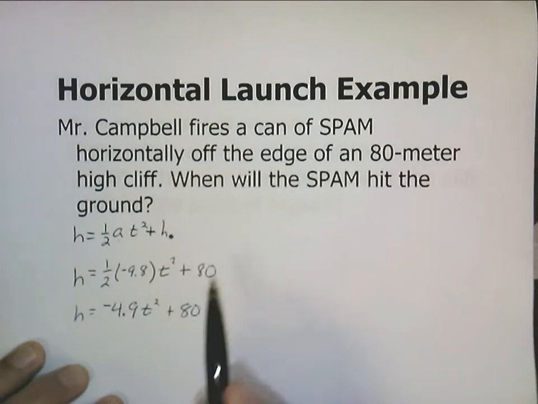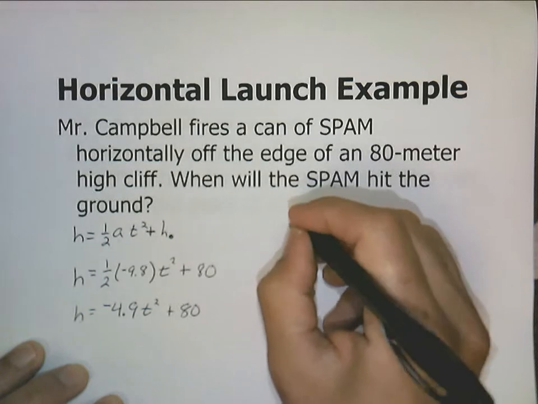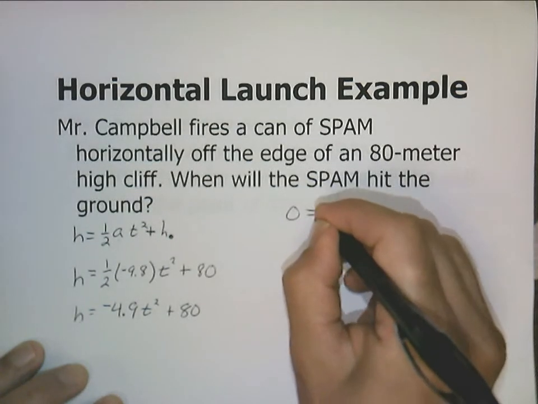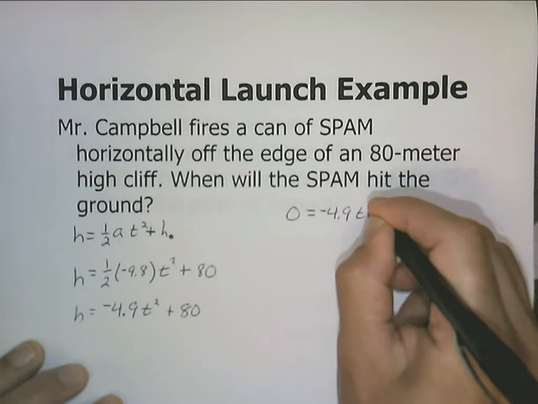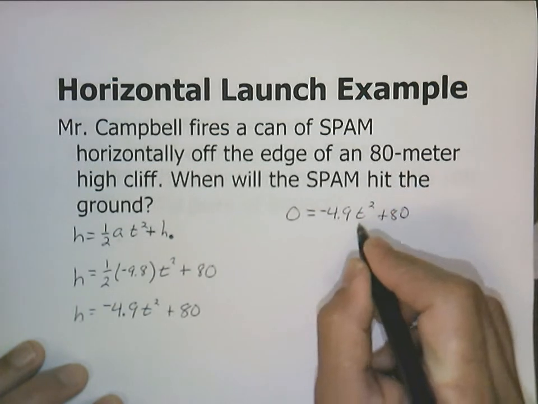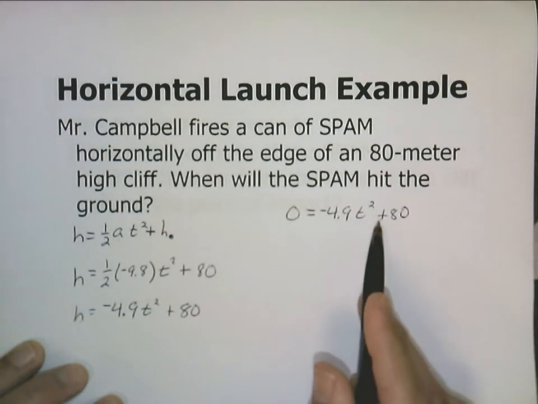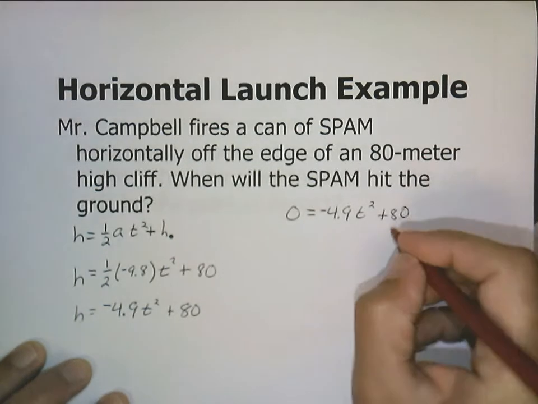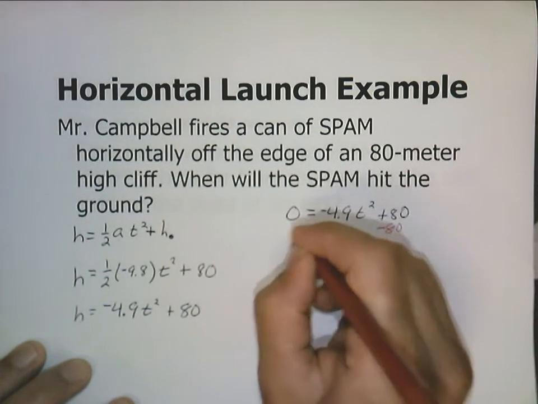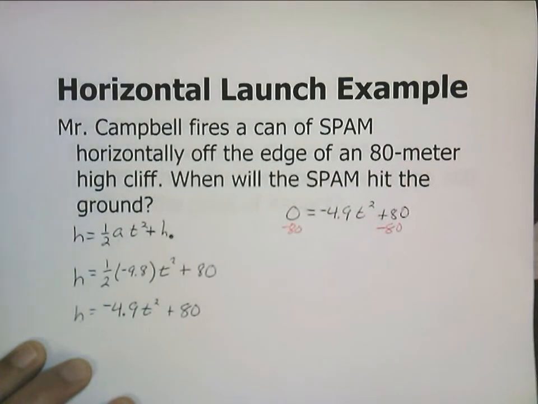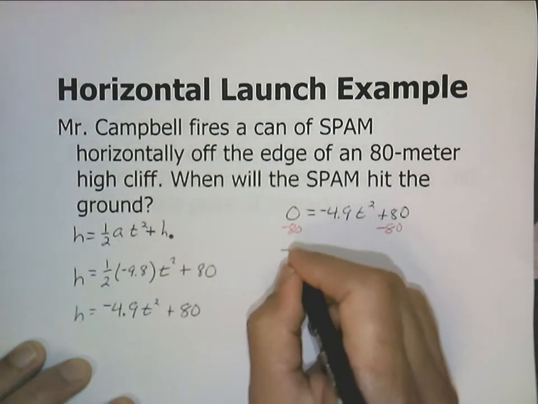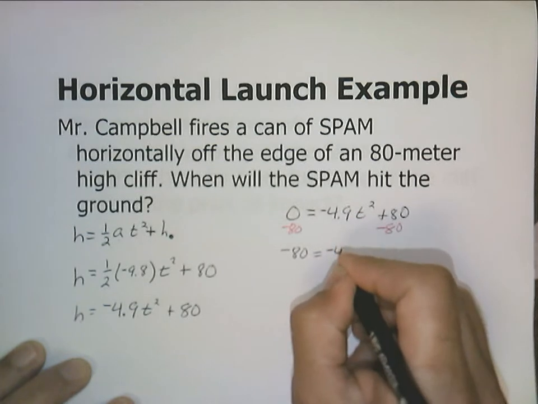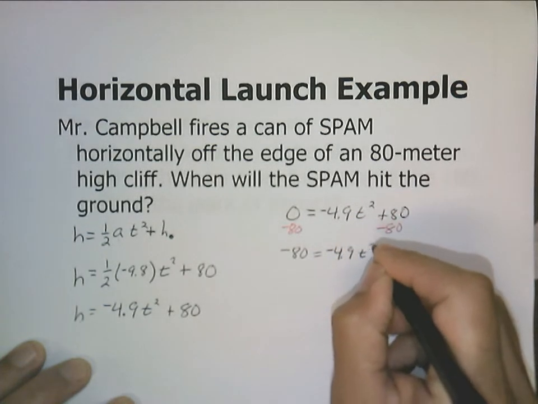And again, we want to know when it's going to hit the ground, so we want to know when the height is going to be 0. So really all we're doing is going to solve this equation for t. And again, there's no linear term, so we can just undo what's being done to t with opposite operations. First, we subtract 80 from both sides. Negative 80 is equal to negative 4.9 t squared.